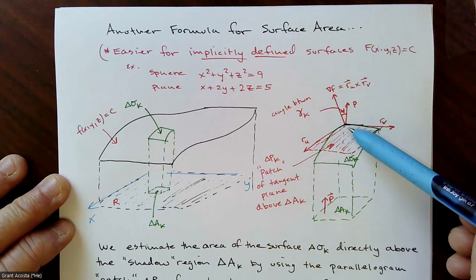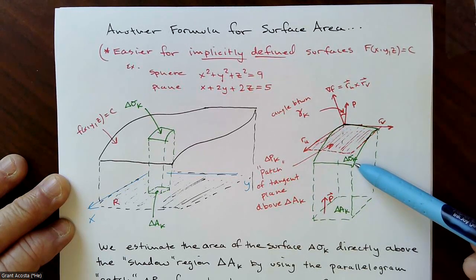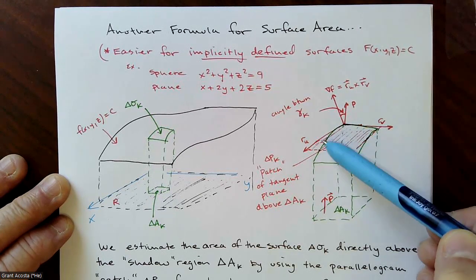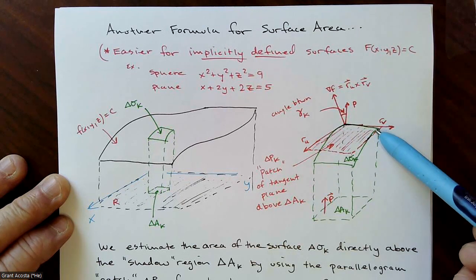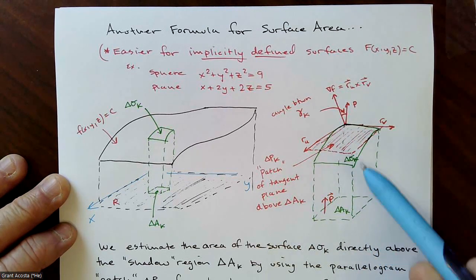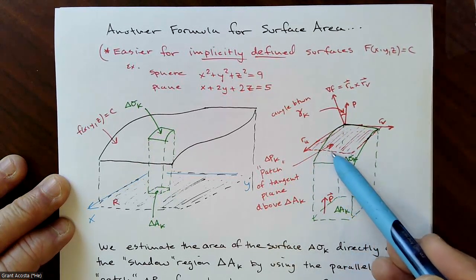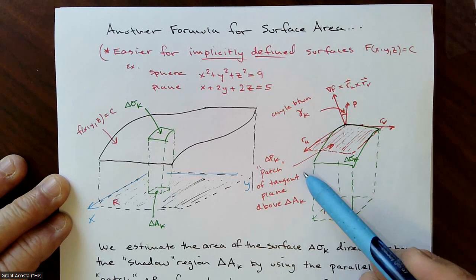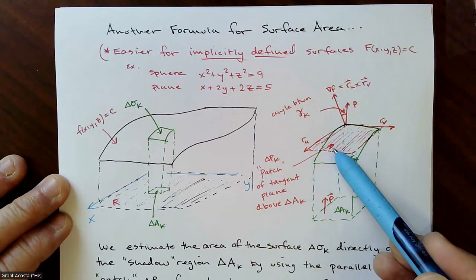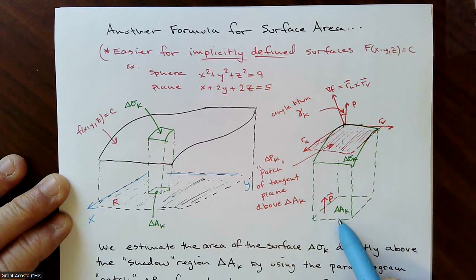For our little patch here, the green is my actual patch, that's delta sigma sub k. If I did a parameterization, an r sub u and an r sub v, we know from the previous video that the cross product of that would be the area of the tangent plane above this little patch. And we'll refer to that as delta p sub k. And here below again is my little area on the xy plane.